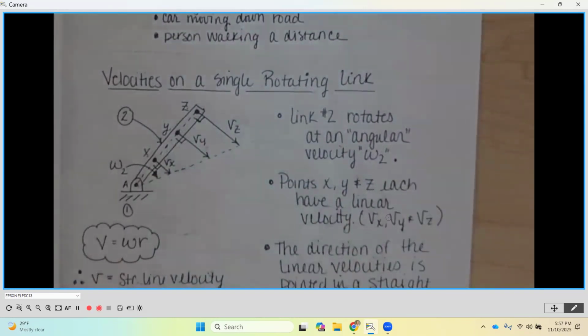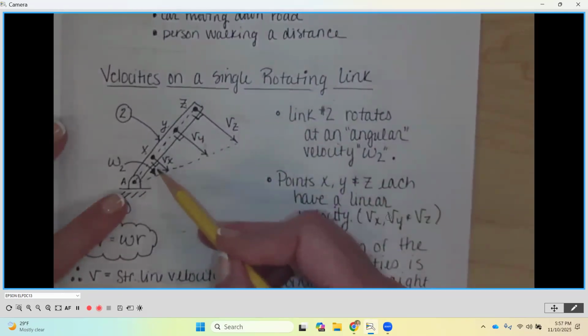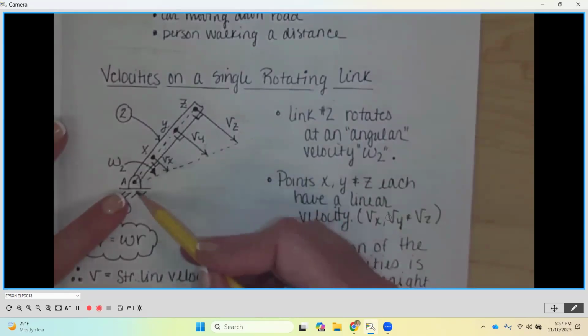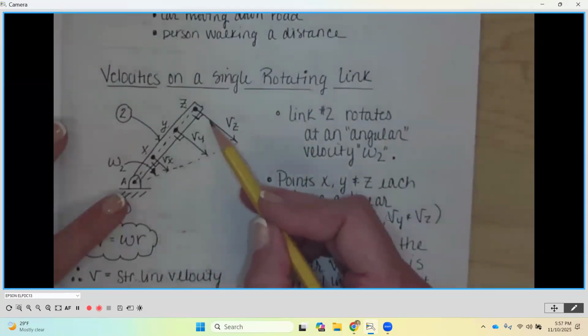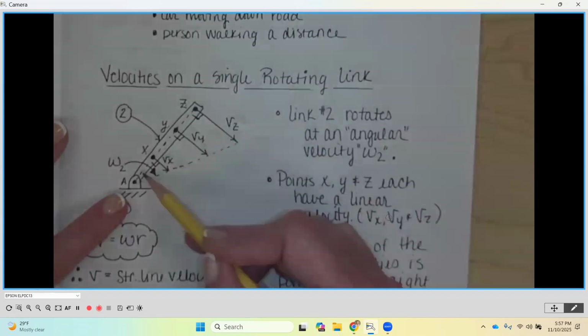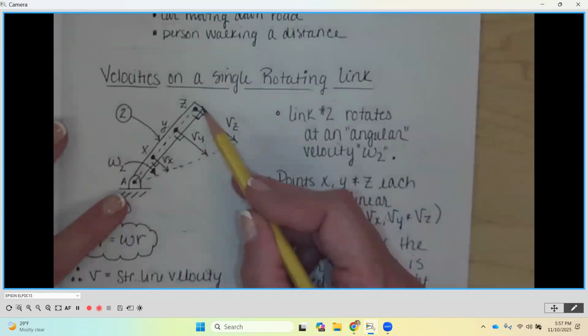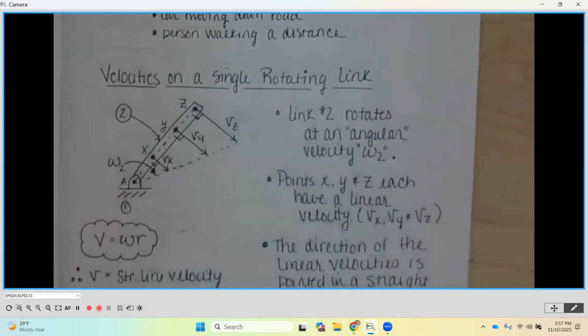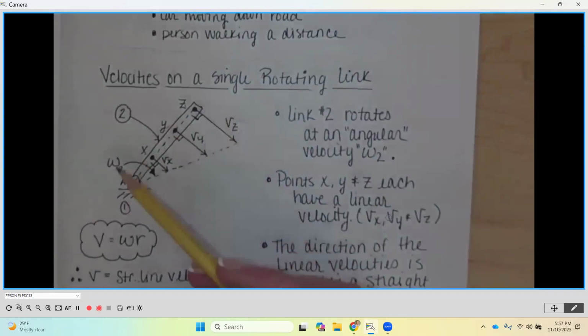And then lastly, you'll notice that the relationship of the lengths of each one of those vectors, okay, is going to be smaller velocity as we're closer to the center of rotation, larger velocities as we get further away. And this has to do with that radius of rotation, how far away we are. Okay, so we'll talk about that in a little bit. So any questions right now as we look here?